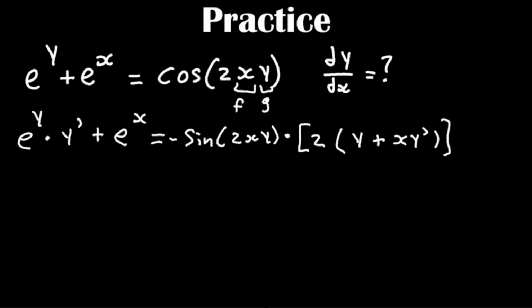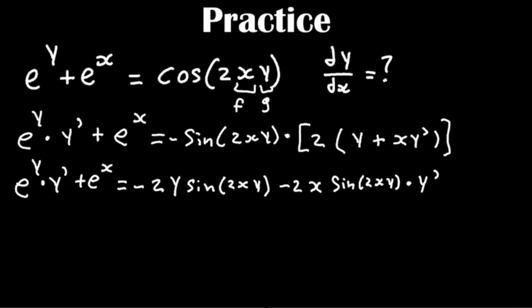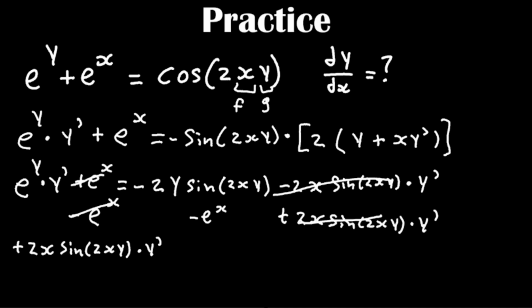Okay. So now let's distribute all of this to these terms. Alright, so now let's consolidate all of our y primes and get those together. First, we're going to collect all our y primes on the left side. So let's get that e to the x out of here, because it doesn't have a y prime in it. So those will cancel. And then to get all of our y primes to the left side, we have a y prime on the right side, and it's subtracting. So let's just add this term. So plus 2x sine of 2xy, y prime. That will cancel.